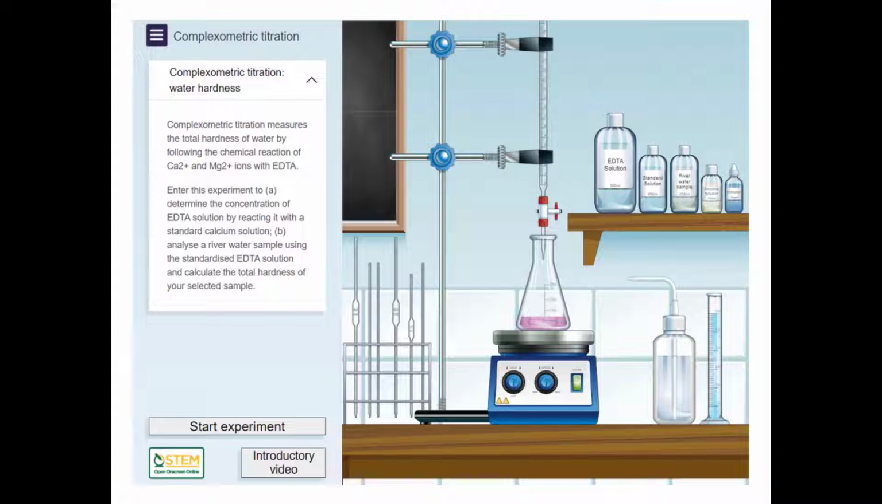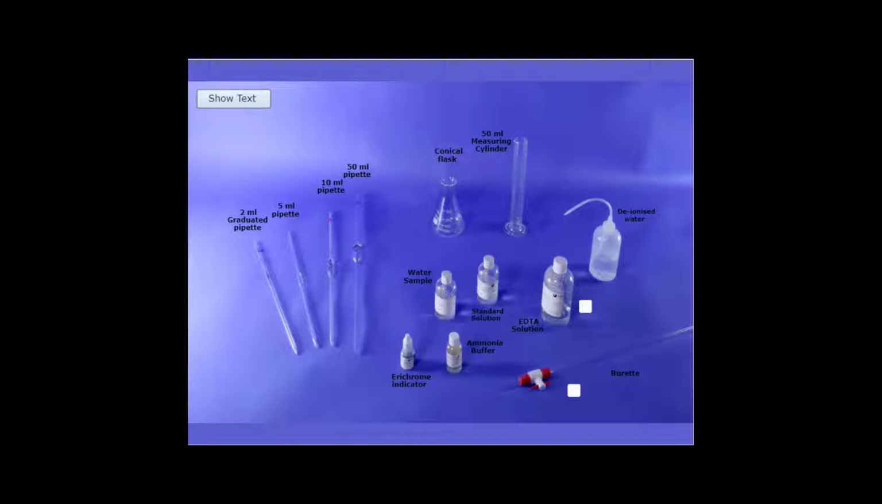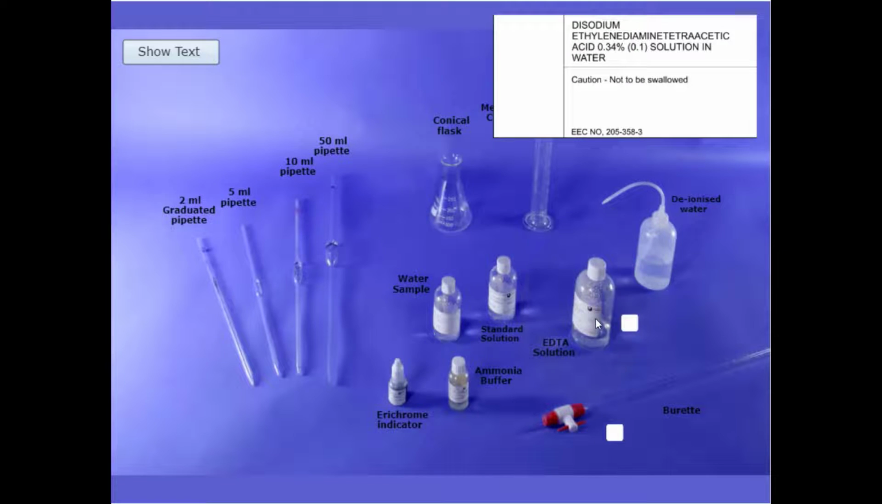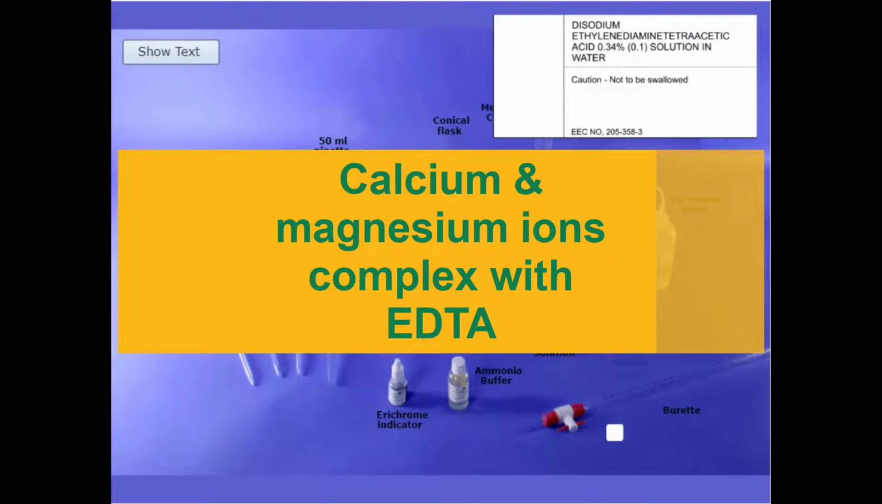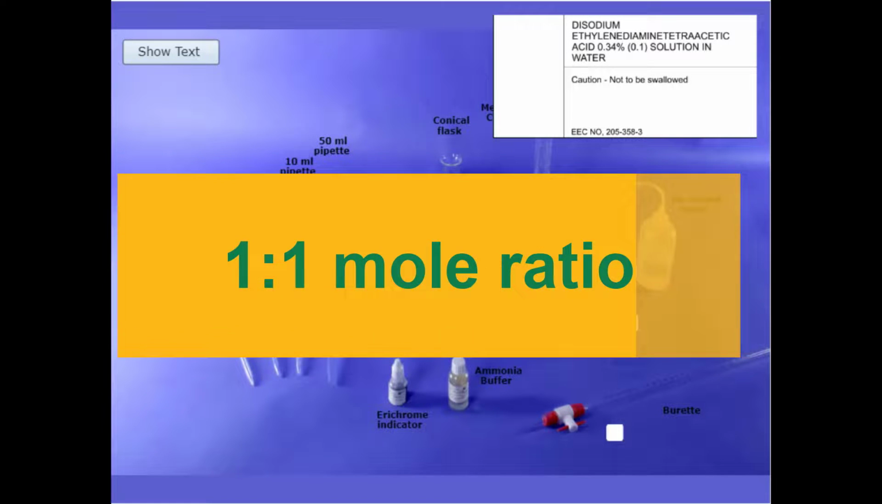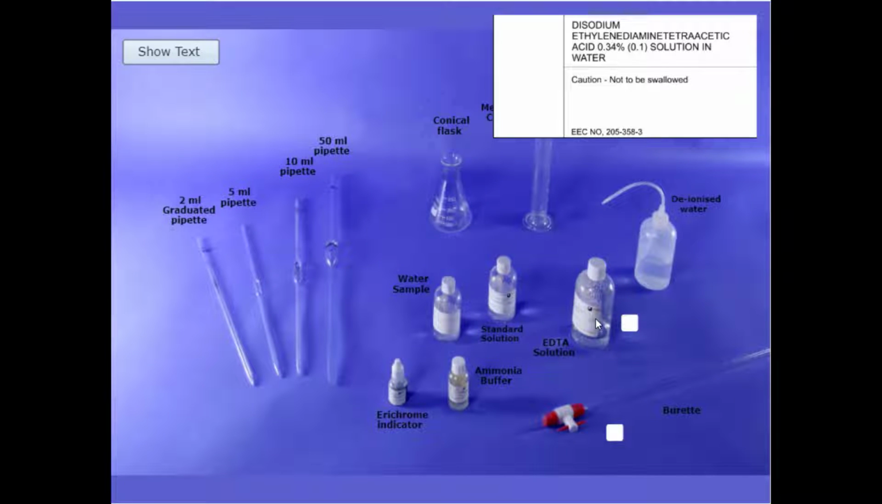In this experiment, you will determine the hardness of water using the chelating agent EDTA. This reacts and captures calcium and magnesium metal ions, forming a metal complex. This complex is formed in a controlled 1:1 mole ratio, or in other words, 1 mole of metal ions reacts with 1 mole of EDTA, forming 1 mole of the metal EDTA complex.